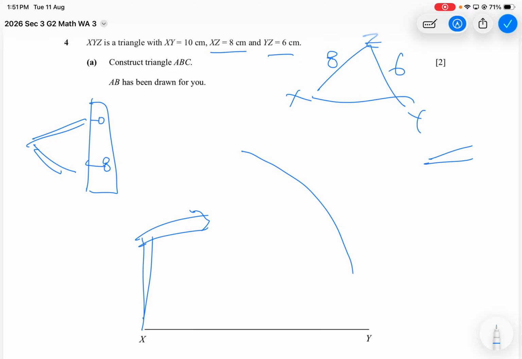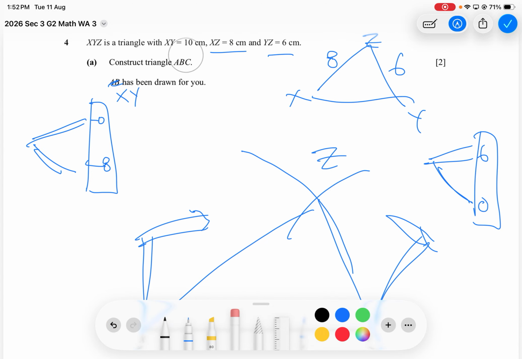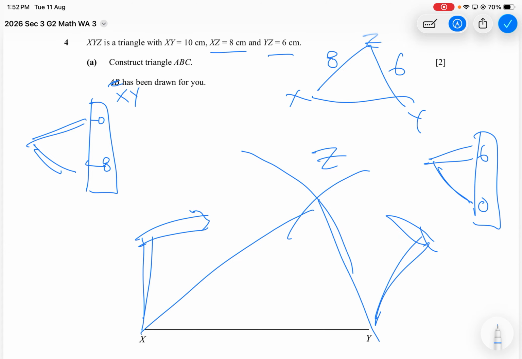Now I take my compass and adjust it to become 6. Now I put my center here, then I draw. Every point here is 6 from Y. So where they intersect is 6 from Y and also 8 from X. That will give me my Z. Okay?